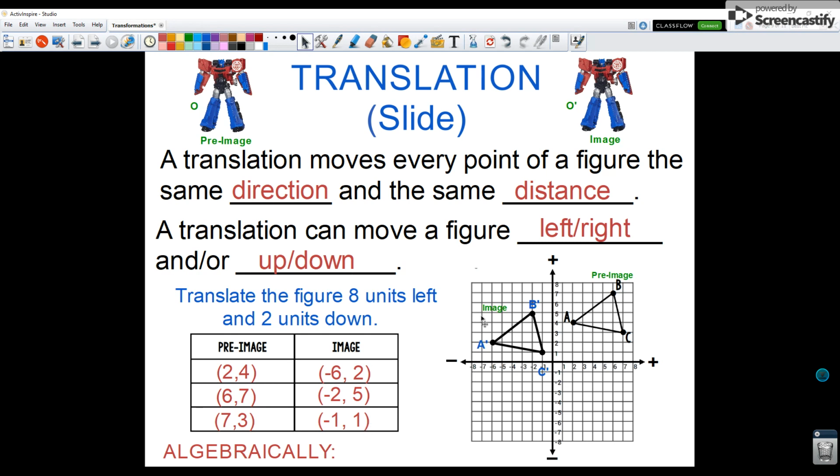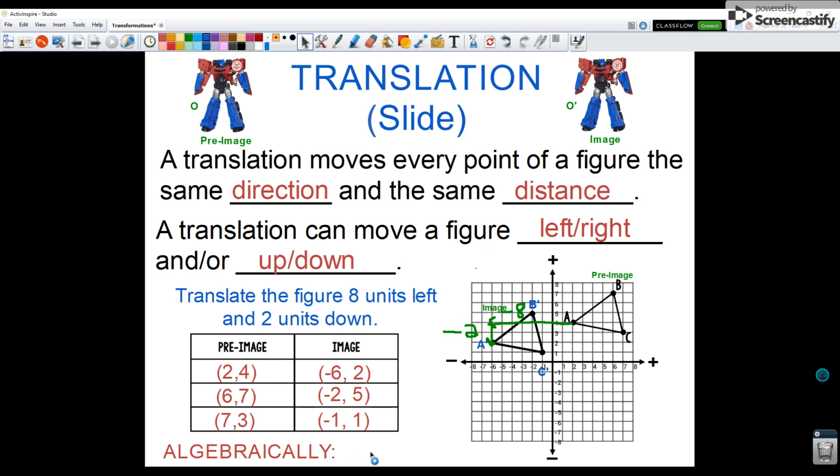So let's talk about what happened algebraically. When we moved 8 units to the left, we took every x-coordinate and subtracted 8 units. So 2 minus 8 becomes -6. 6 minus 8 is -2. 7 minus 8 is -1. Then we proceeded to go down 2 units. Well, down means it's in the negative direction, so we went -2.